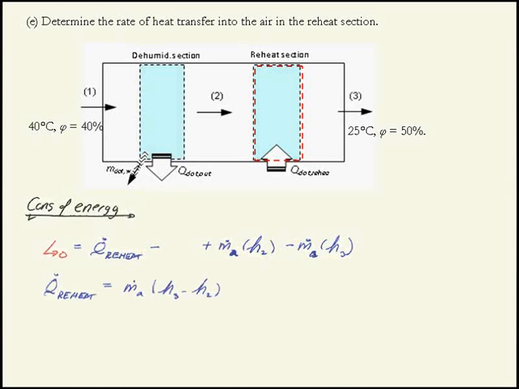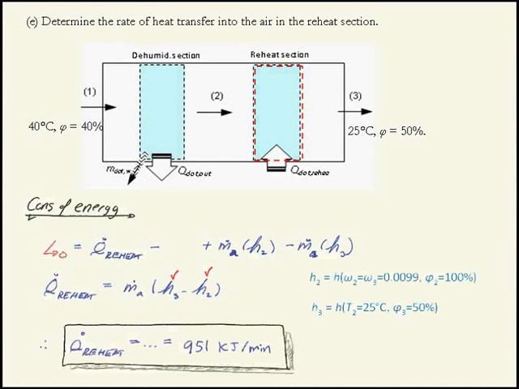Solving for Q dot reheat, I have that, and h2 and h3 both are known because I fixed the state point at 2 with a humidity ratio and a relative humidity, and I fixed the enthalpy at state point 3 with a dry bulb temperature and a relative humidity. When all is said and done, you get just a little under 1,000 kilojoules per minute.